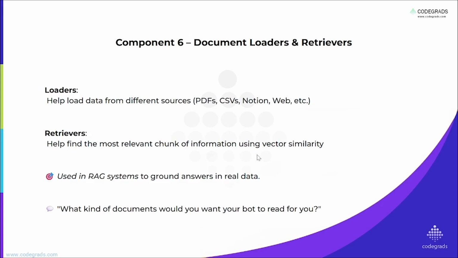Whatever question is asked by the user, it matches the similarity between the question and the chunks in the vector database, finds which chunk matches the question, and retrieves that most relevant chunk. This is used in RAG systems to ground answers in real data. So chatbots powered by RAG systems generally use the document loader and retriever. Now we have a question for you guys: what kind of documents would you want your bot to read for you? The documents can be of different formats, such as PDF or CSV. What do you think?